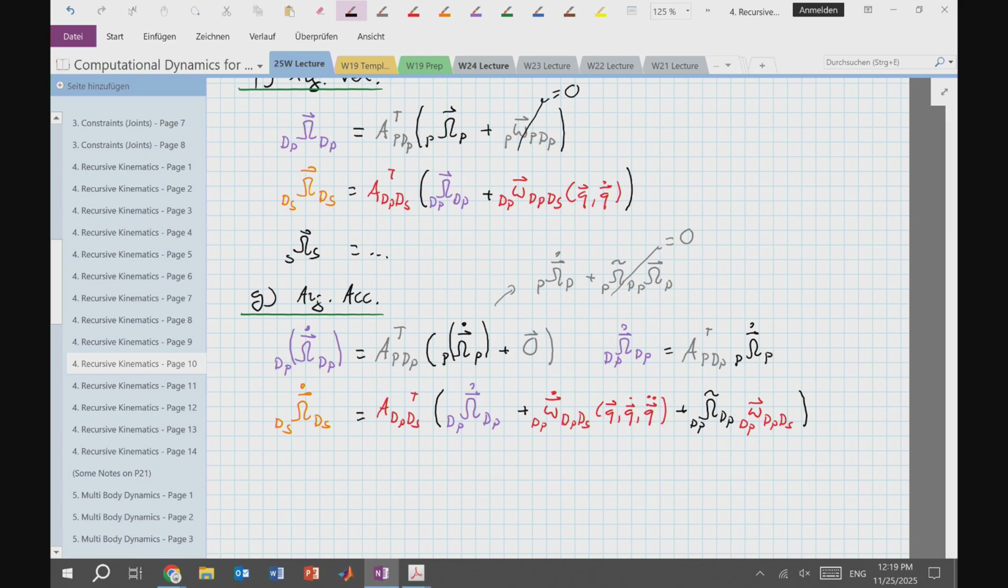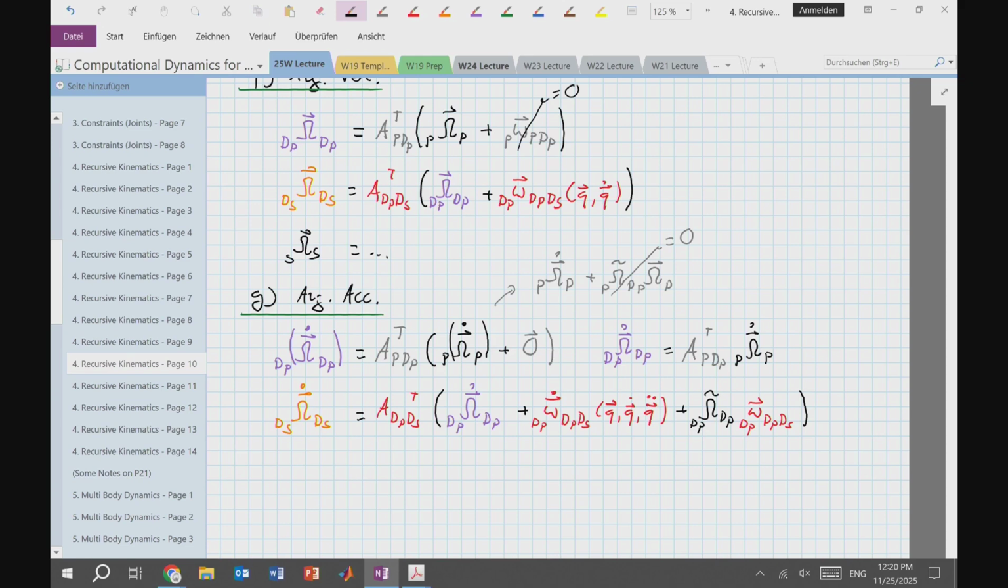Just briefly thinking about this, right? Acceleration of the successor coordinate system, of course, if the predecessor coordinate system is accelerated, there's going to be an acceleration. If there's some acceleration across the joint, right? If you think of this as a rotational joint and the joint is spinning faster, of course I will get some acceleration of the successor.